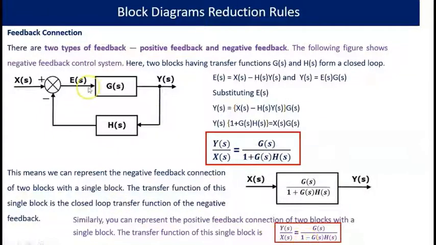So remember that. This is the overall transfer function for a closed loop system. We can replace the closed loop system by a single block with this expression: G(s) divided by 1 plus or minus G(s)H(s). For negative feedback it is plus, for positive feedback it will be minus. So remember this, study this expression. Okay, thank you.